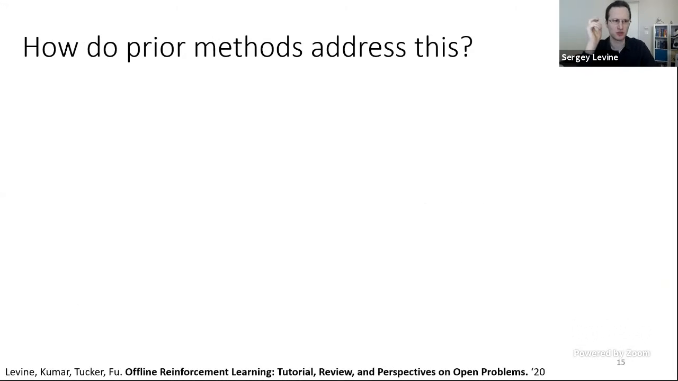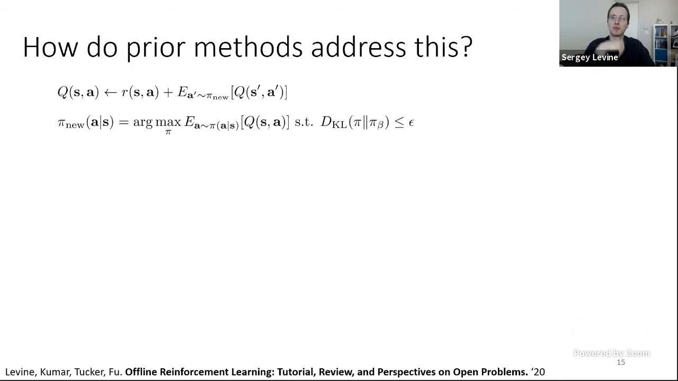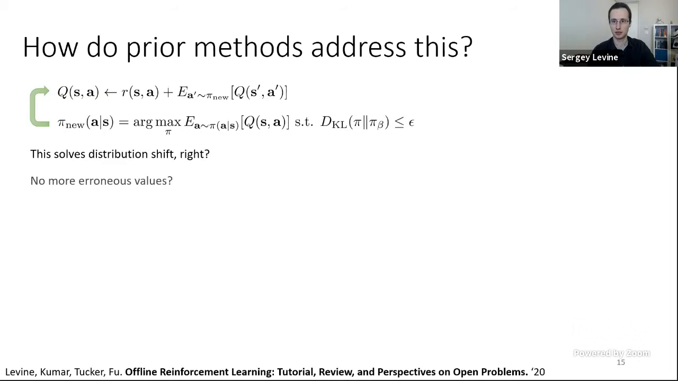All right, so how has prior work gone about trying to mitigate this? Well, one way that people have approached this problem with some success is to constrain pi_nu, to say, well, I'm not going to just pick pi_nu to maximize the Q value, I'm going to pick it to be within some interval of pi_beta. And that's a very reasonable thing to do. Does this solve distributional shift? Does it mean you get no more erroneous values? Well, sort of, but there are still a few issues.